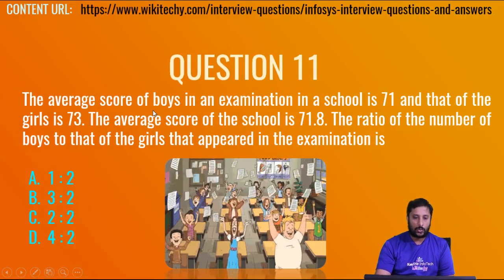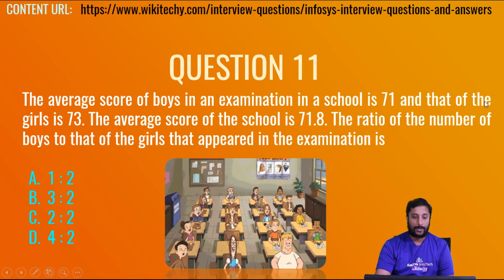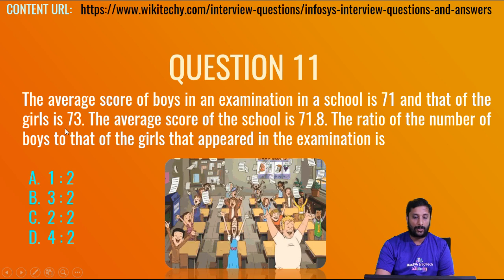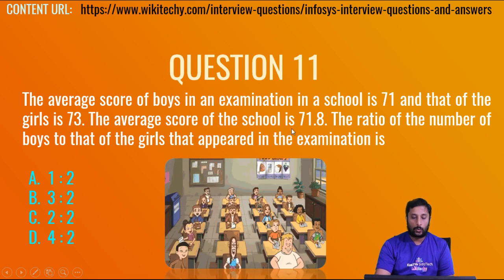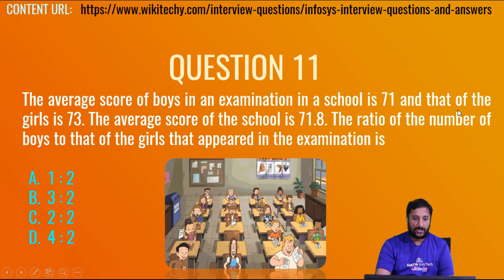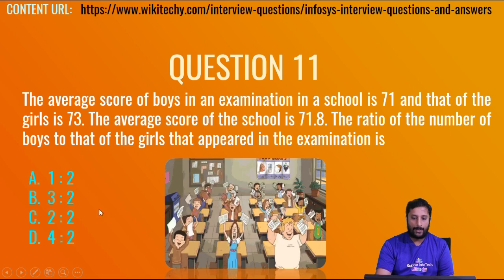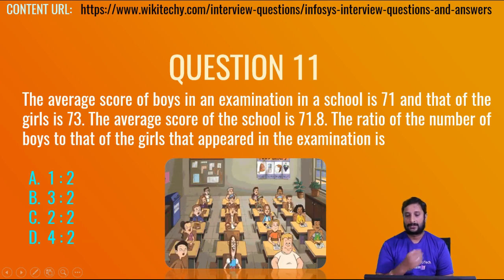The average score of the boys in an examination in a school is 71 and that of the girls is 73. The average score of the school is 71.8. The ratio of the number of boys to the number of girls that appeared in the examination is what? That's the question.